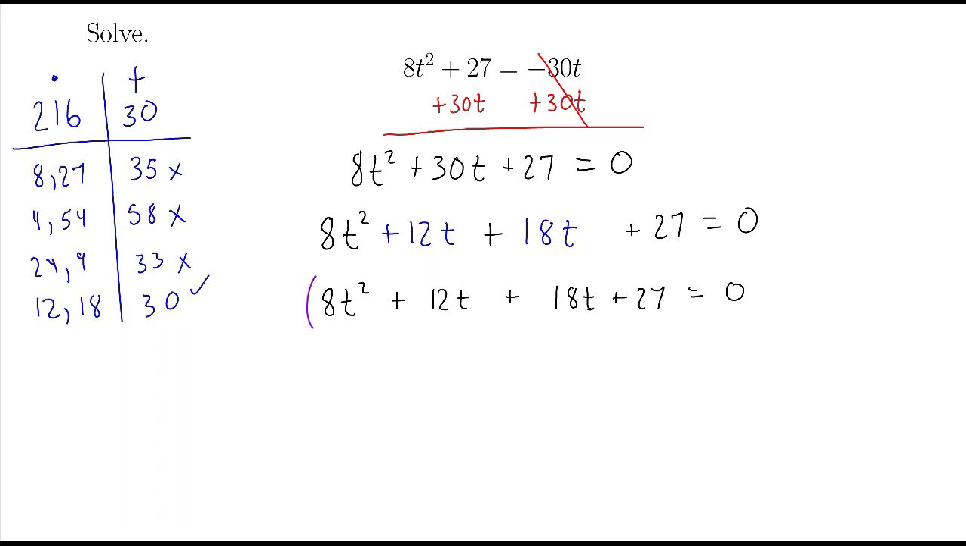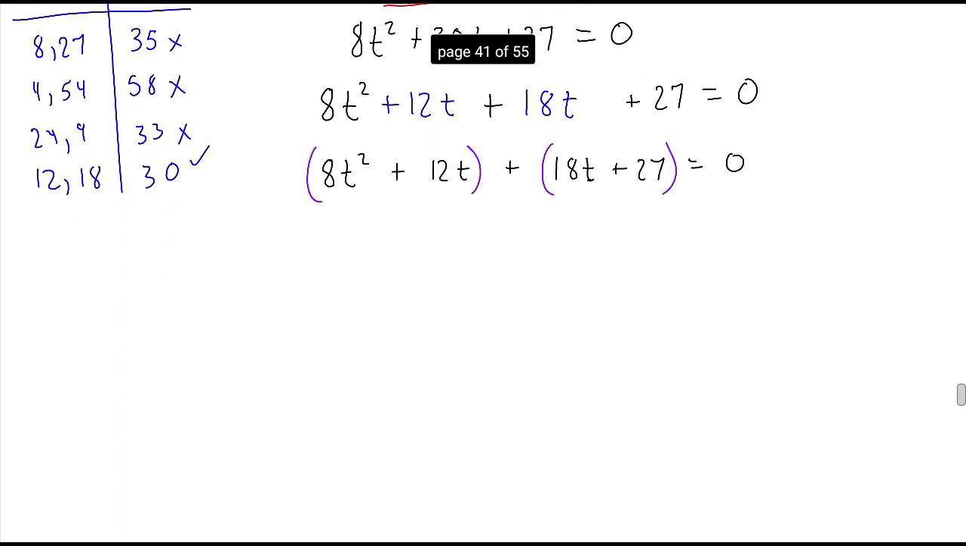I want to group together the first two terms and the last two terms. Okay, so between 8t squared and 12t, those two terms have a common factor of 4t. 4t, right? Because 8 and 12 are divisible by 4, and they both have at least 1t. Okay, so if I factor out or divide out 4t, I'd be left with 2t. And if I divide 12t by 4t, I'm left with 3.